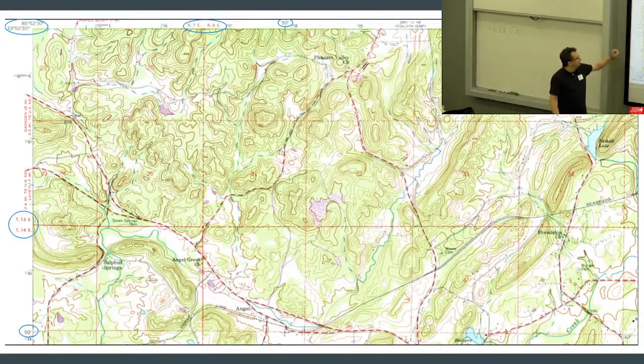So you will see that there are guidelines here. You will see 50 minutes, and up top you will see 52 minutes and 30 seconds. So what that tells you is if you're looking for, let's say, Sulphur Springs, you know that it is between 33 degrees and 50 minutes, and 33 degrees and 52 minutes and 30 seconds. You know it's between there.